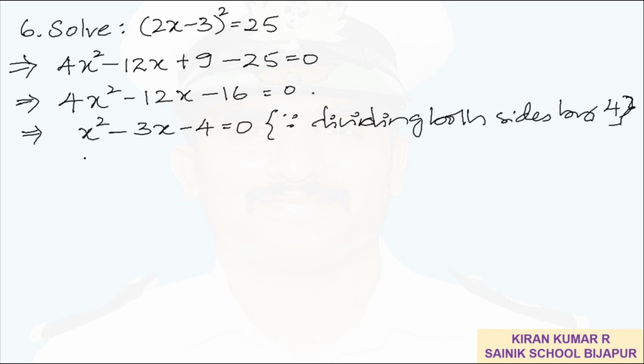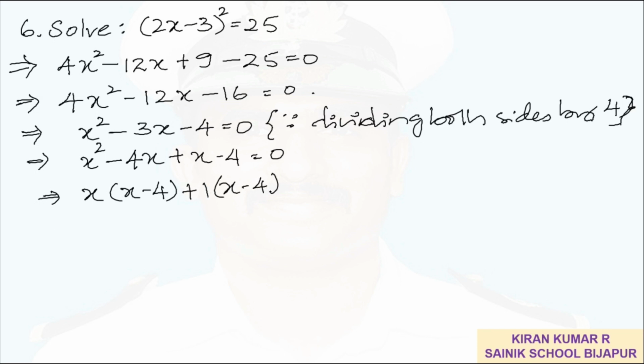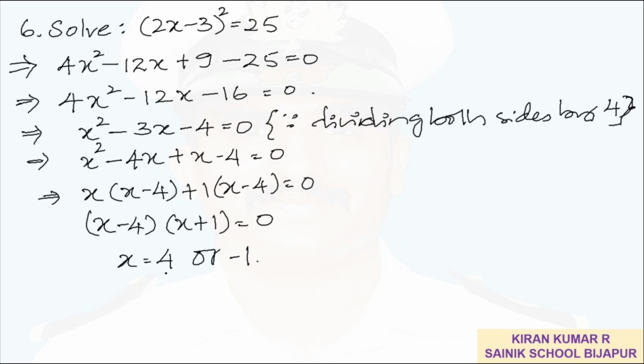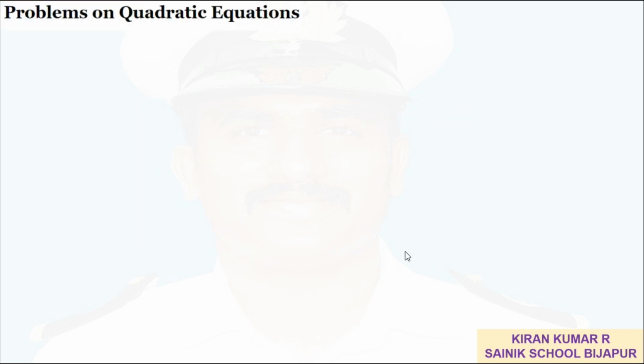Therefore, it can be written as x square minus 4x plus x minus 4 equal to 0. This implies x common, x minus 4, plus 1 common, x minus 4 equal to 0. So the roots we can find very easily. X value will be 4 or minus 1. These are the two roots. Simple. We shall solve some more questions related to quadratic equation.